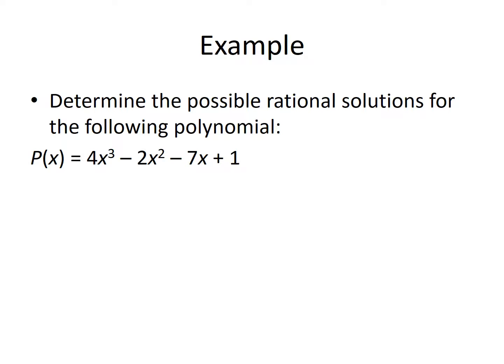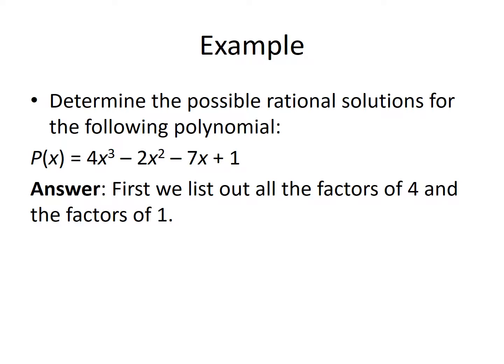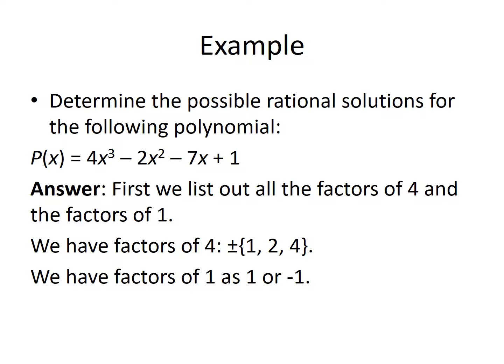So let's look at an example. Determine the possible rational solutions for this polynomial. 4x cubed minus 2x squared minus 7x plus 1. First, we list out all the factors of 4 and the factors of 1. We have the factors of 4 at 1, 2, and 4, plus or minus. We also have the factors of 1 as 1 or negative 1.